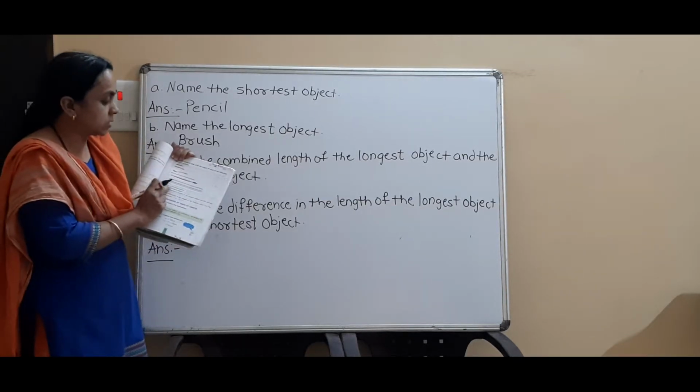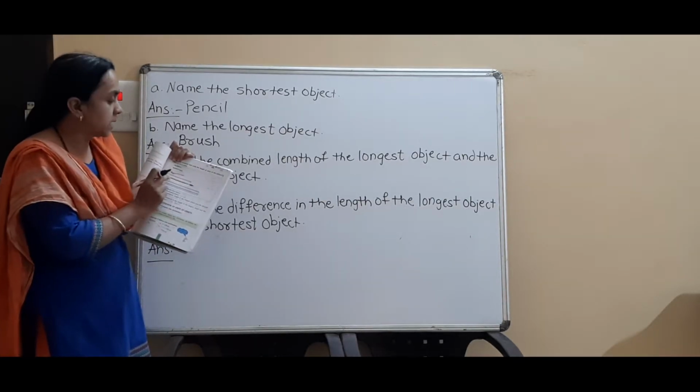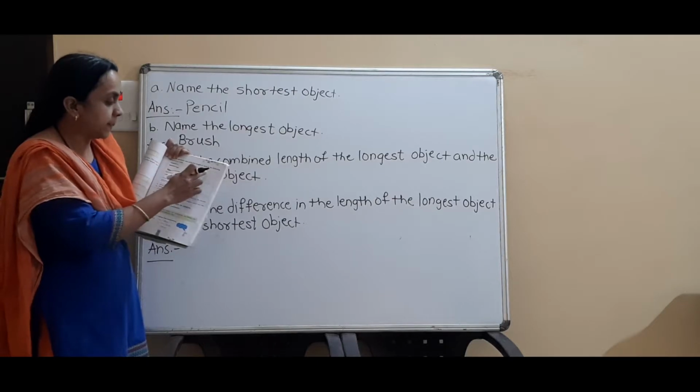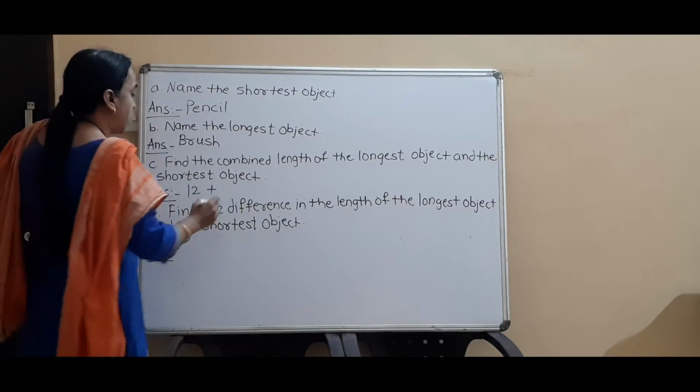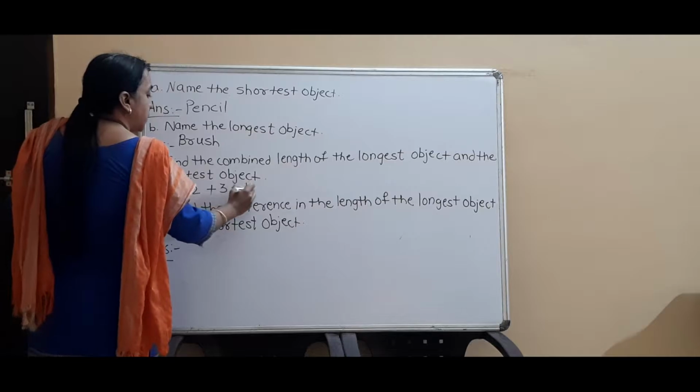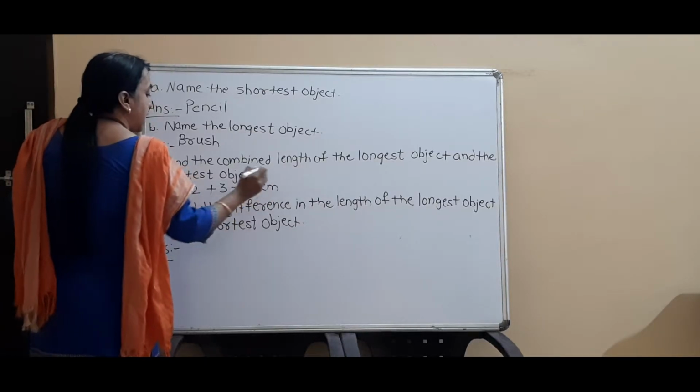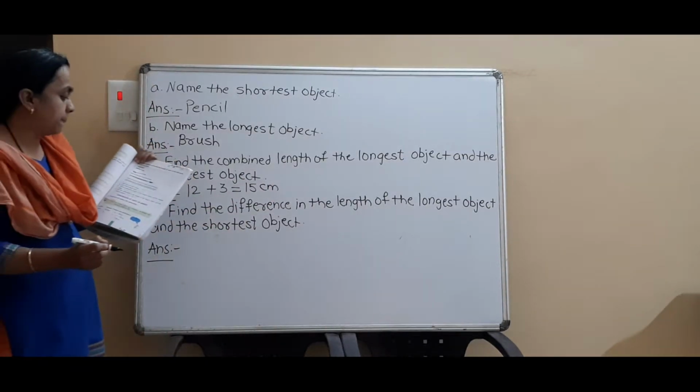So what is the shortest object here? That is the pencil. So what is the measurement of that pencil? It is 3. So 12 plus 3, how much? 15. So you write down here answer 15 centimeter.